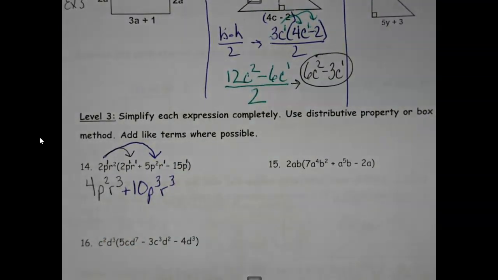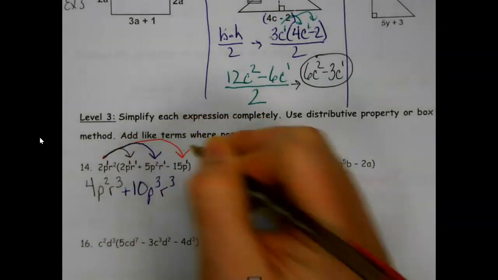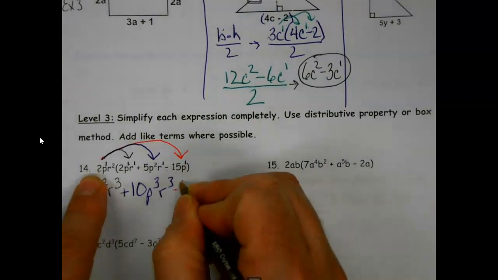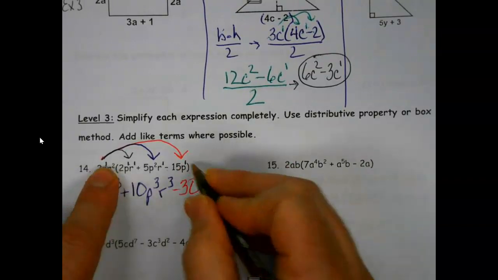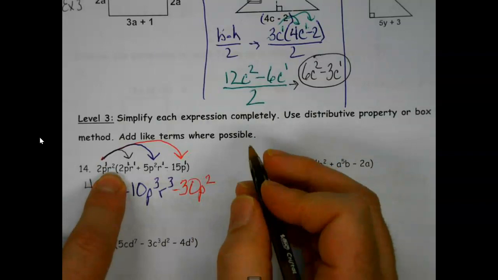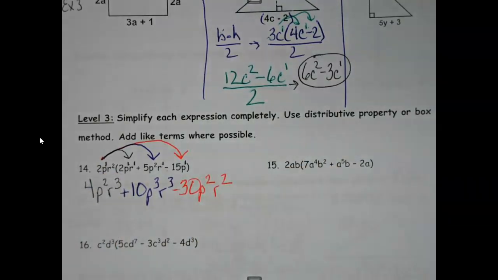Again, they're different. They got to be the same variable. What do you need? 2 times negative 15. P, 1 plus 1. And there's no other r's. So I just copy it.